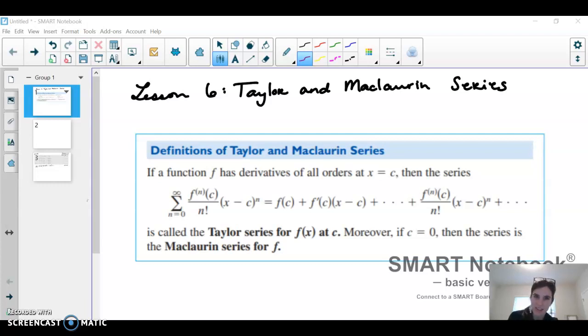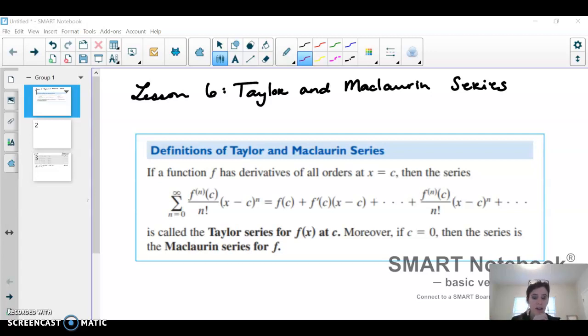Hello, Calculus. This is your last lesson of Unit 3. So this is Lesson 6 on Taylor and Maclaurin series. In this lesson, we're taking everything that we've been doing this unit and putting that cherry on top. Let's take what we started with, our Taylor and Maclaurin polynomials, and culminate with Taylor and Maclaurin series.